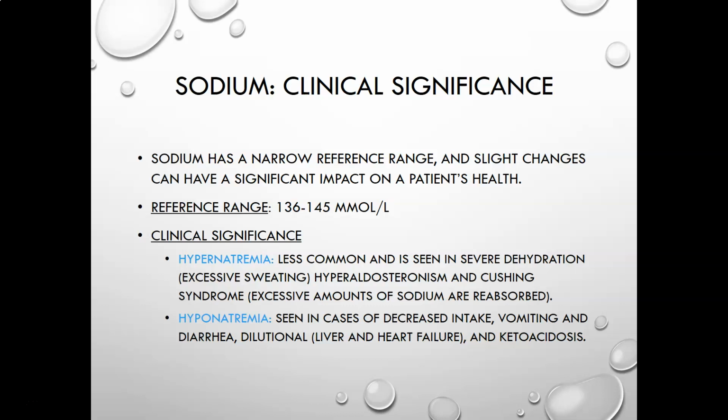The other one is hyponatremia. Hyponatremia is a low level of sodium in the blood, and this is seen in cases of decreased intake, vomiting and diarrhea. It can also be dilutional in liver or heart failure when you have a lot of fluid volume accumulating in different places. And of course, it can also be seen in ketoacidosis.